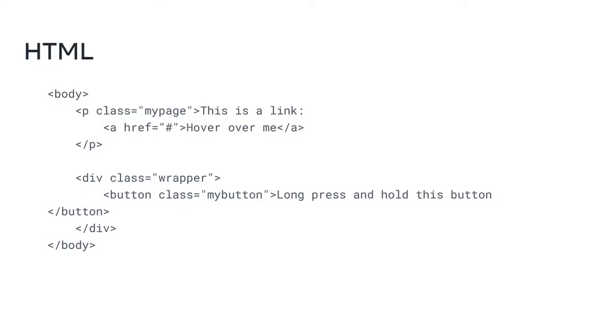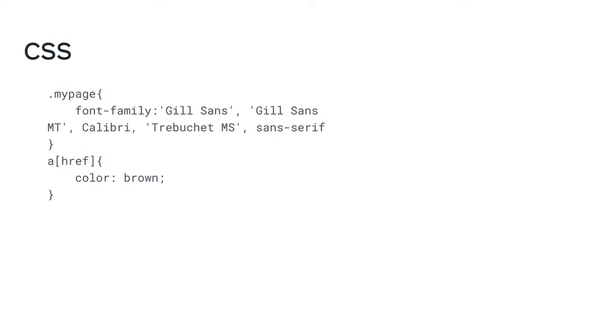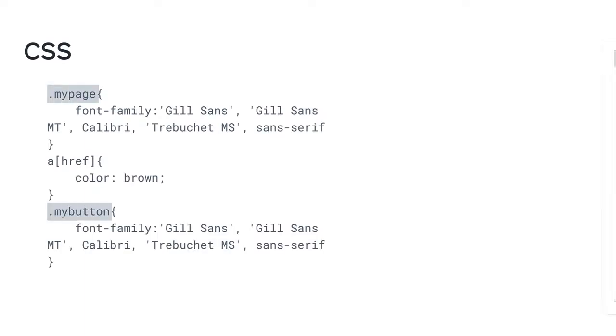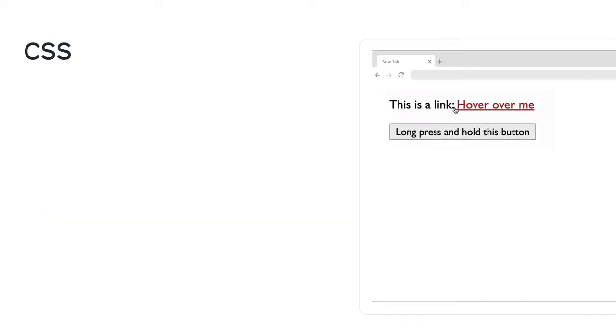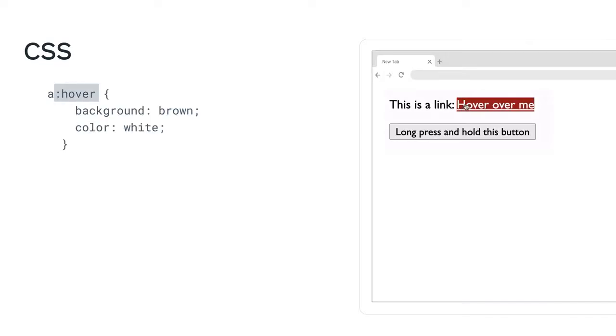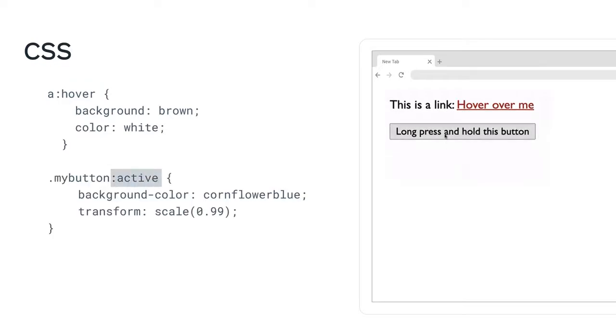Let's explore an example of how the hover and active pseudo classes can be used. Say you have a HTML file with an A tag inside a paragraph and a button element inside a div element. The paragraph element has a class defined as myPage, and the button class is defined as myButton. Now let's explore the CSS. First, it contains basic styling for the myPage and myButton class elements. Then, to make the link change its appearance when a user hovers over it, you use the hover pseudo class to target a tag. To change the myButton class, you use the active pseudo class.